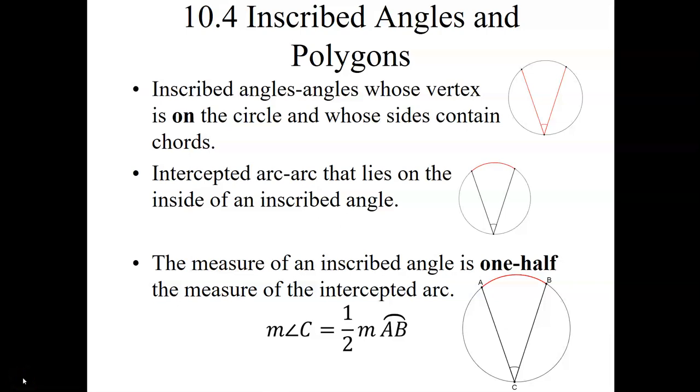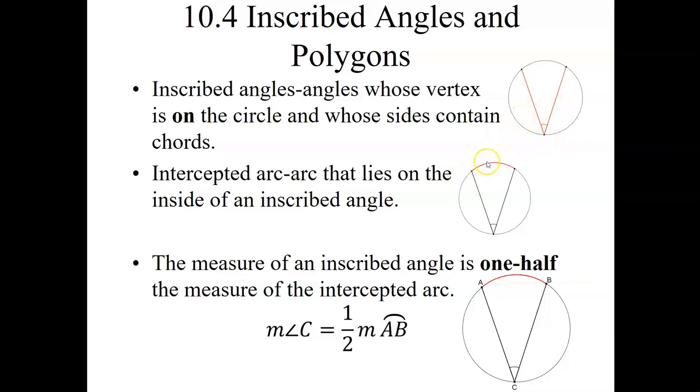The last section I'm going to recap for you guys is 10.4, talking about inscribed angles. An inscribed angle has its vertex on the circle and its sides are chords. Okay, so the vertex is on the circle and the sides are chords. That is an inscribed angle.